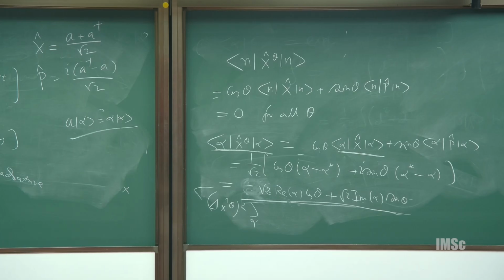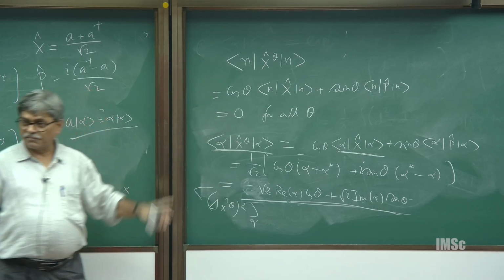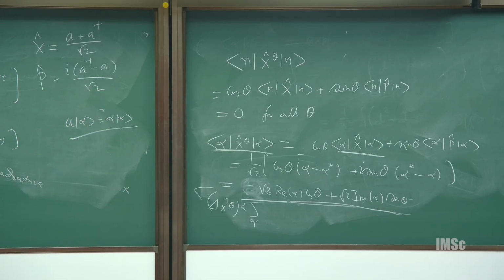In this sense, you can say that coherent states behave very closely to states of classical light. Its uncertainty is also very small, this is the minimum, and the average value matches with this, unlike in the case of number states. So, there are other features also which perhaps we will discuss later.